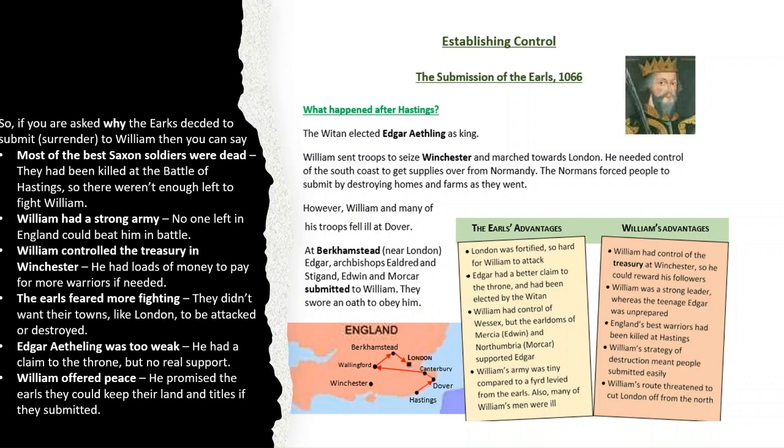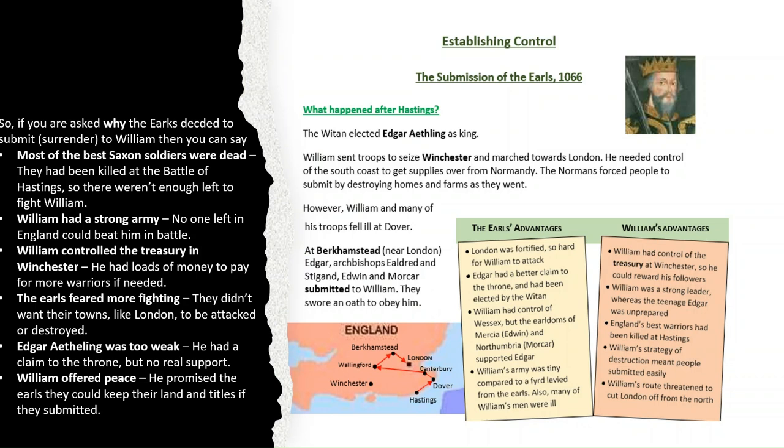First thing, establishing control, the submission of the Earls in 1066. Now, this is a strange one because you may think that the Earls would want to fight against William to hold on to what they've got, but they don't. They submit to him. They surrender to him. And what you need to do is to provide reasons why. This hasn't come up really before, so it could be a good bet.